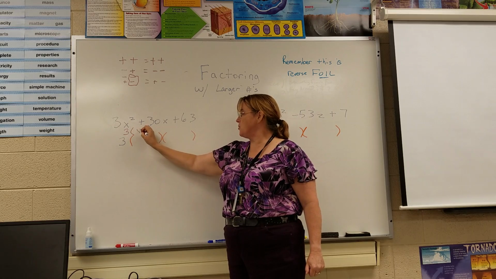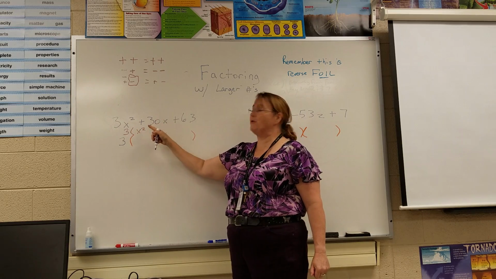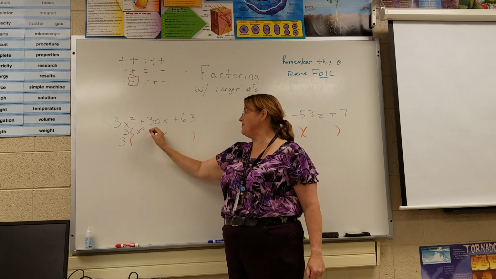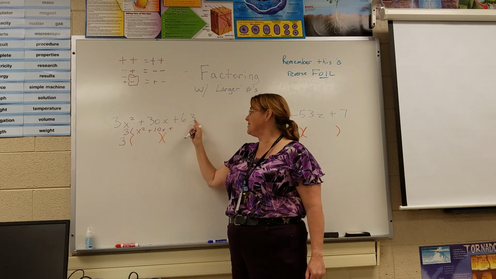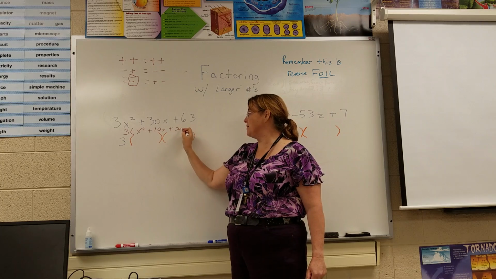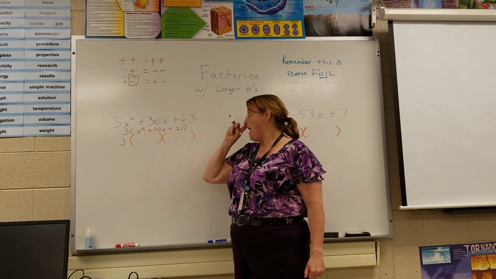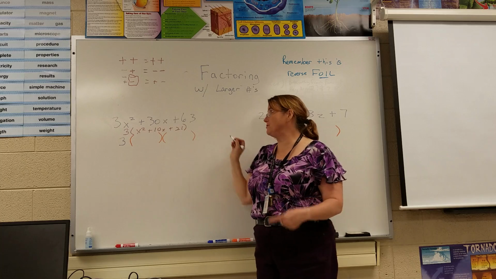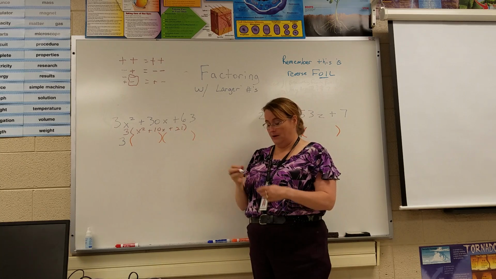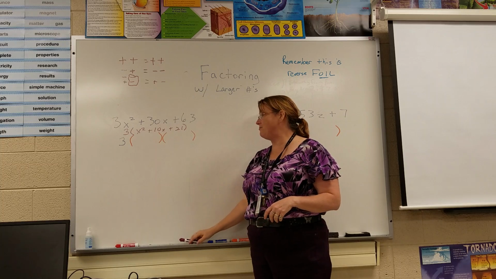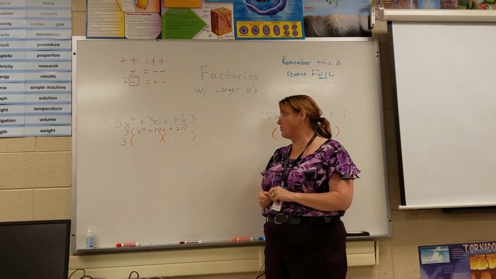That leaves us x squared here. If we divide 30 by 3, that leaves us 10x. And if we divide 63 by 3, that leaves us 21. If you need to do that off to the side, you can. But that's what you get left with. Now you're back to that factoring that we did earlier.